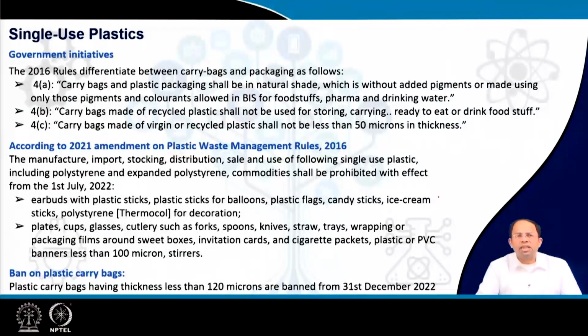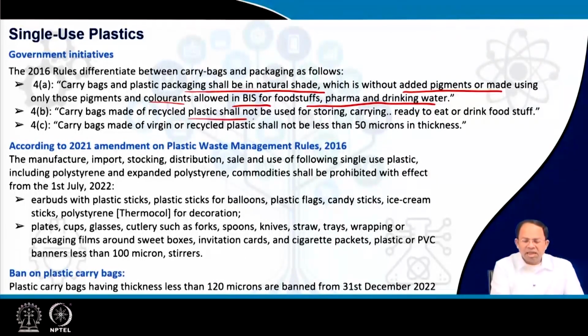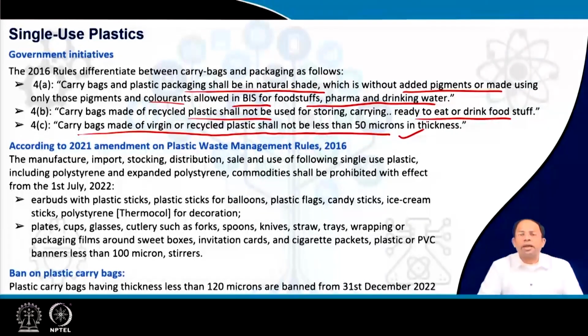Then the government has also taken some initiatives in regards to reduction of plastic waste. For example, the government has said that carry bags and plastic packaging should be made in natural shade, which is without added pigments, or made using only those pigments and colors allowed by BIS for foodstuff, pharma and drinking water, because people store food materials in plastic, so we have to be careful. And recycled plastics cannot be used for storing or carrying ready-to-eat food and drink, because those may be contaminated. And all carry bags made of virgin or recycled plastic shall be less than 50 microns in thickness, which is absolutely necessary so that the thin plastic menace is actually reduced.